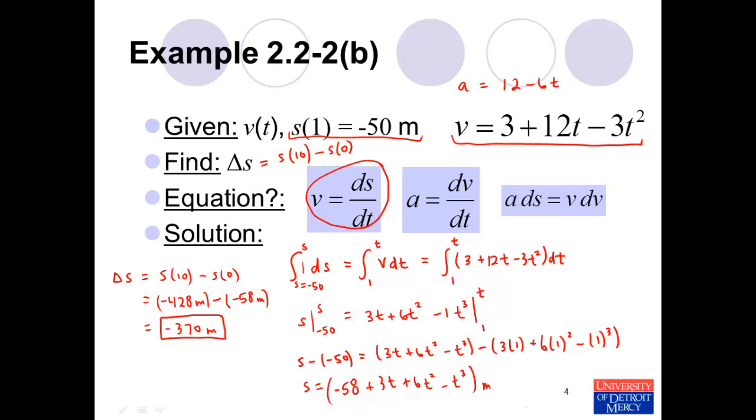And that's the solution to the second part of the problem. Since the displacement is negative, that means that the particle ended up further to the left than it started from. So it ended up 370 meters to the left from where it began.